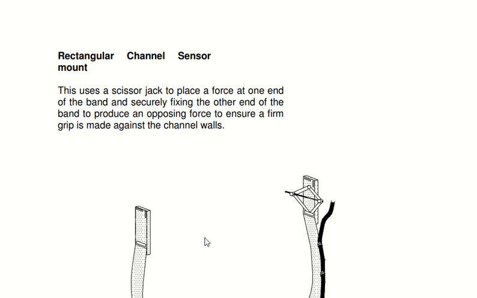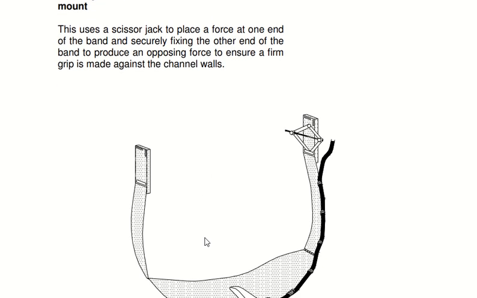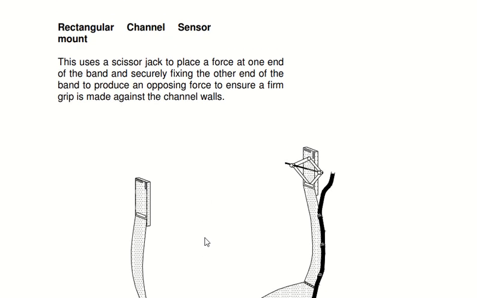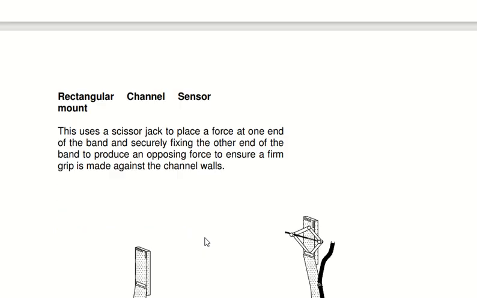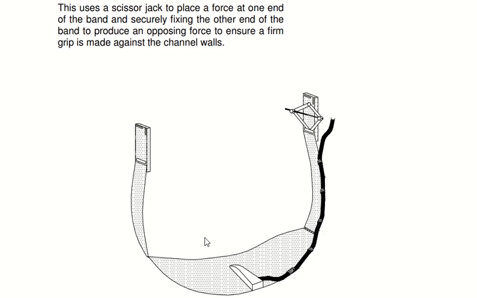After that we have the rectangular channel sensor mount. This uses a scissor jack to place a force at one end of the band and securely fixes the other end of the band to produce an opposing force, to ensure a firm grip is made against the channel walls.